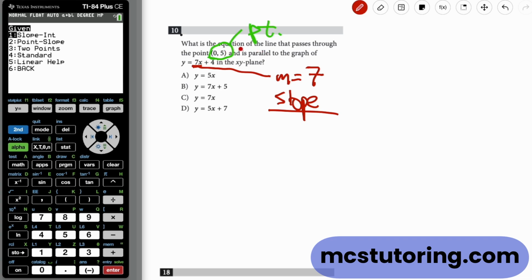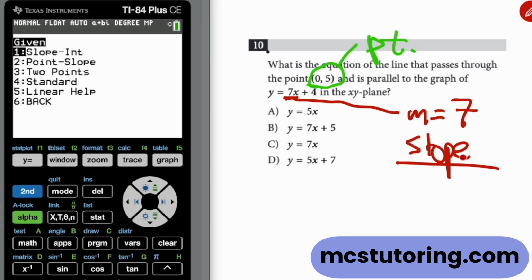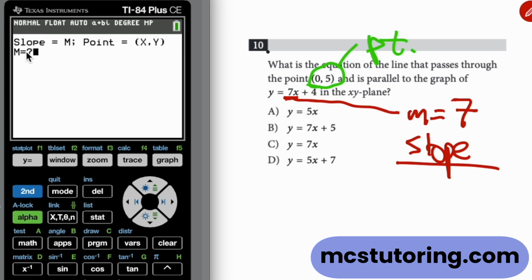We have a point 0, 5. So we have a slope and a point. So this is called point slope. That's what's given here, point slope. So what is the m? Oh, the m, the slope right there, is 7. And then what's the point? Okay, the x value is the first value, so that's 0. And the y value is the second value. That's 5. There we go.